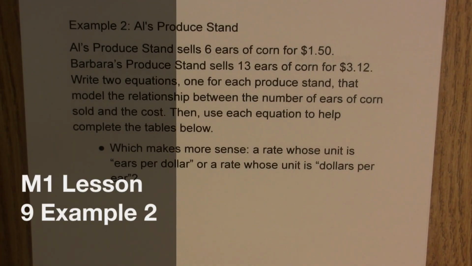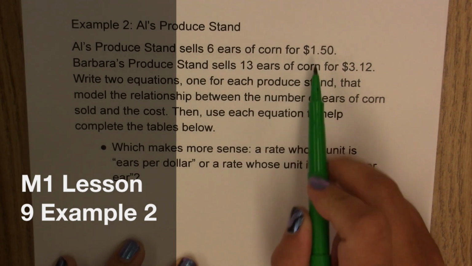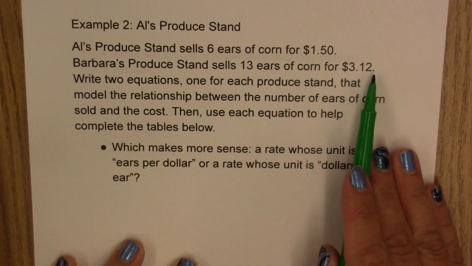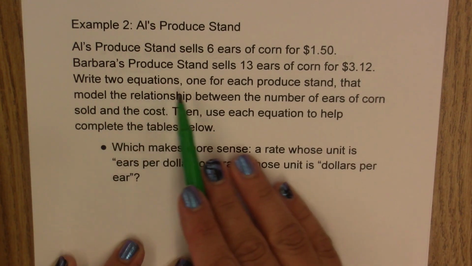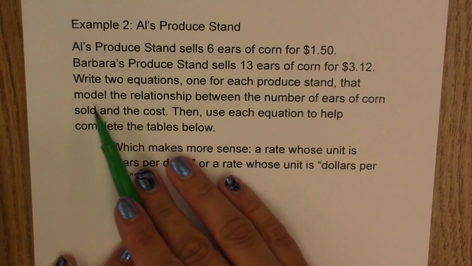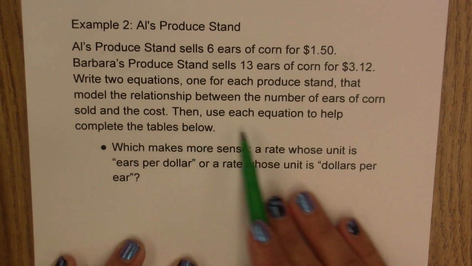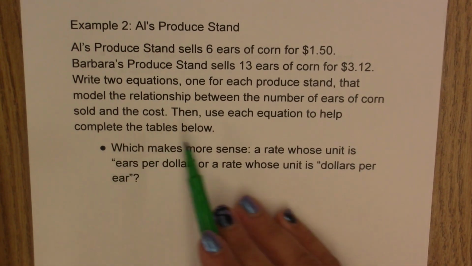Example 2, Al's Produce Stand. Al's Produce Stand sells 6 ears of corn for $1.50. Barbara's Produce Stand sells 13 ears of corn for $3.12. Write two equations, one for each produce stand, that model the relationship between the number of ears of corn sold and the cost. Then use each equation to help complete the table below.